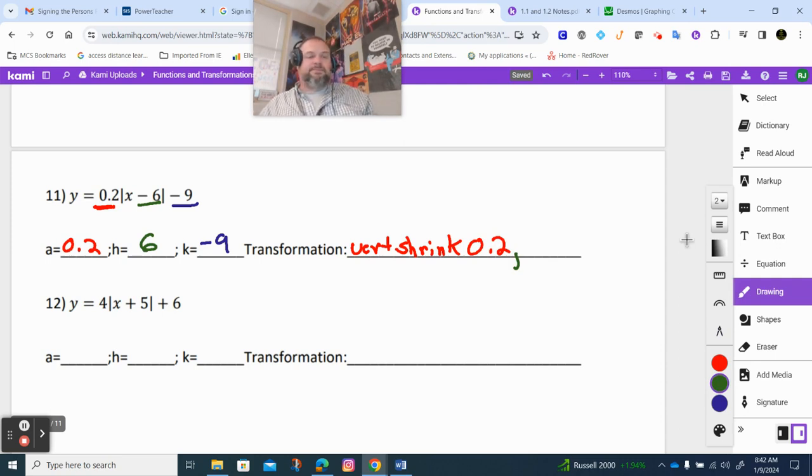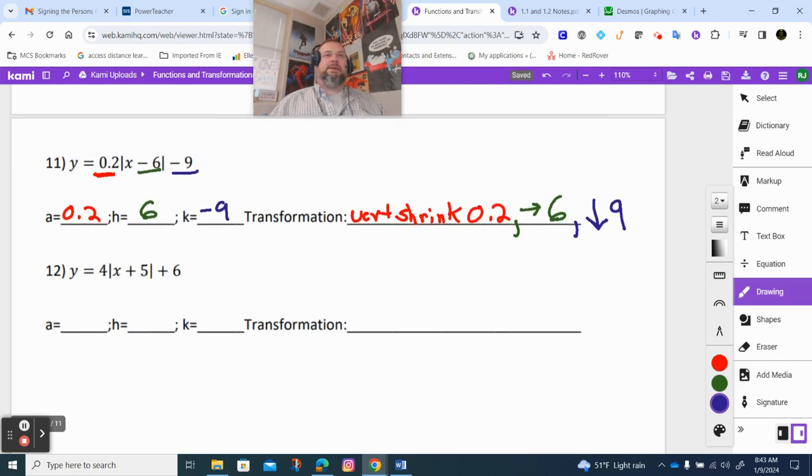All right. Our H value is positive. So this goes to the right 6. Sorry. Our K value is negative. So this goes down 9. I know some of you are like, this is moving so slow. There's a reason why. Y'all just bear with me. Okay. And since it's cold outside, y'all can polar bear with me.